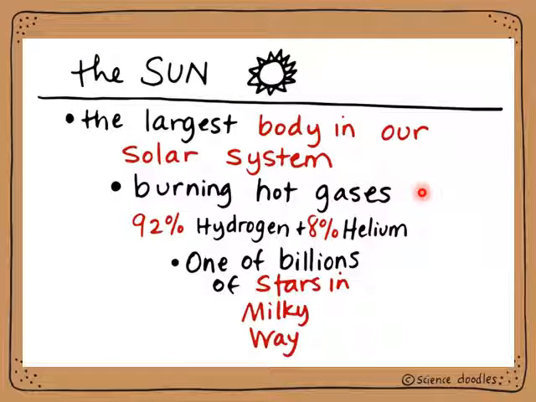All right, so the sun is the largest body in our solar system. It burns hot gases, and 92% of the sun is hydrogen and 8% is helium. The sun makes energy by heating up and pressing these hydrogen atoms together. They slam together, make helium, and in that solar fusion, energy is given off as light and heat. Our sun is only one of billions of stars in the Milky Way, and the Milky Way is only one of hundreds of thousands of galaxies in the universe. So our sun is honestly nothing special.